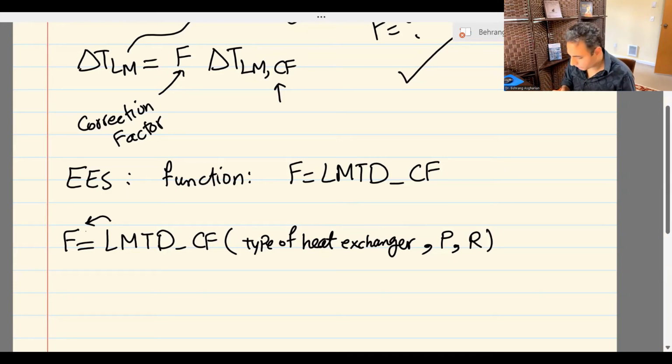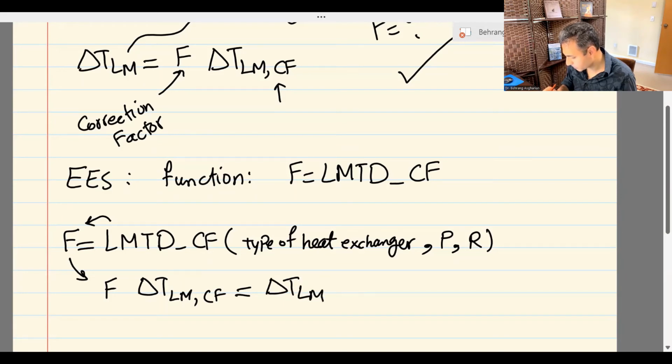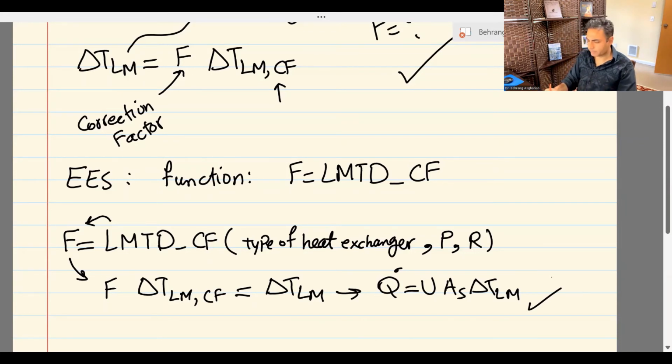Once you have that correction factor, you calculate basically the LMTD counterflow, right? And then you multiply that by this correction factor that you found, and that becomes your regular LMTD you're looking for. And once you have it, Q dot would be U times A_s times LMTD, and you are good to go. That's your method. So the function seems to be straightforward.